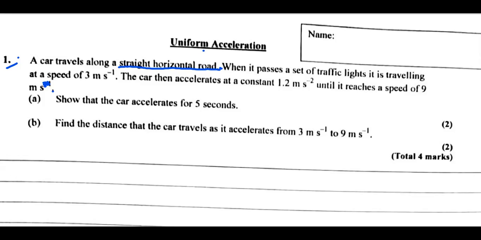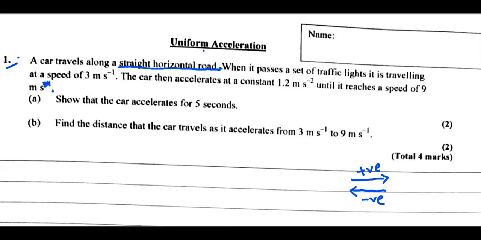Okay. So instantly, I am going to use the signs. For the right side, I will use positive, and for the left side, I am going to use negative. Okay, now I'll read it. So a car travels along a straight horizontal road. When it passes a set of traffic lights, it is traveling at a speed of 3 meters per second.